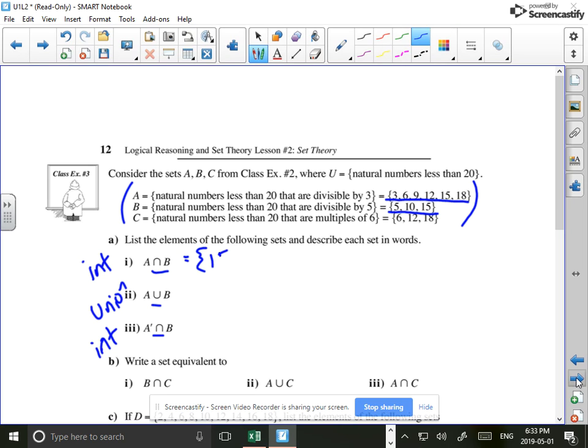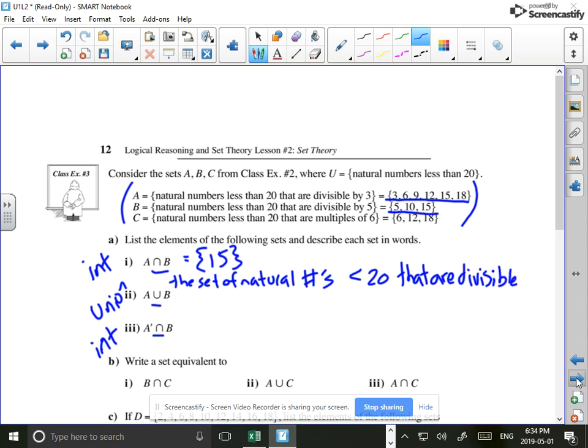It is 15. So the intersection is the set of natural numbers less than 20. Usually, you guys should write this all out, but I'm just saving some space. That are divisible by 3 and 5.